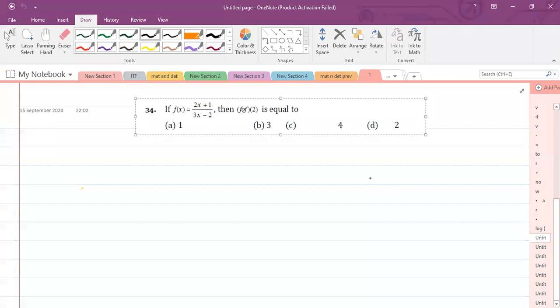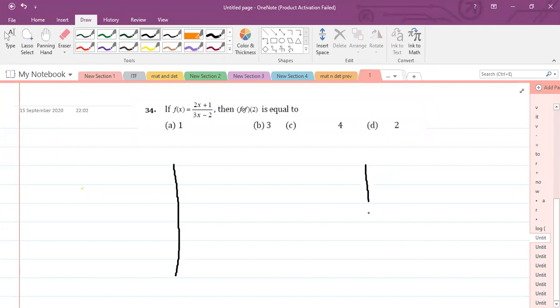You can do this problem in 3 different techniques. I will mention all the techniques. First of all, f of x is given. So here what is given? f of x is given. Then you need to find f of f of x first.